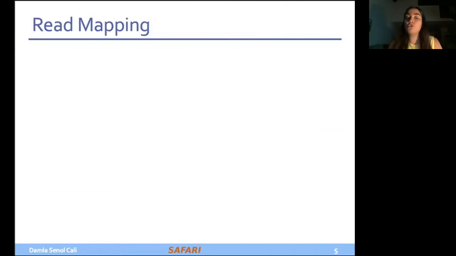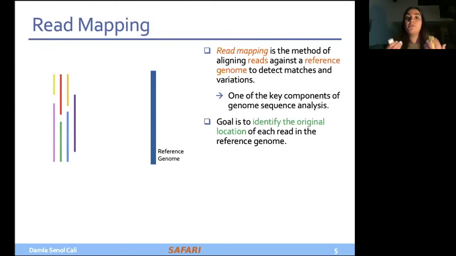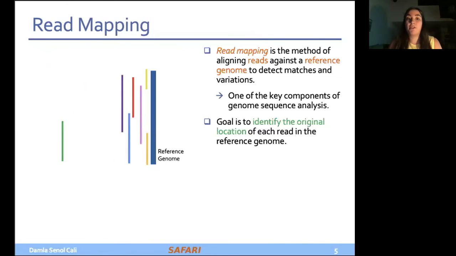A common approach to perform genome sequencing is called read mapping, and read mapping is a method where we align reads against a reference genome in order to detect matches and variations. So we are identifying the original location using a reference genome. And this is one of the key components of genome sequence analysis.